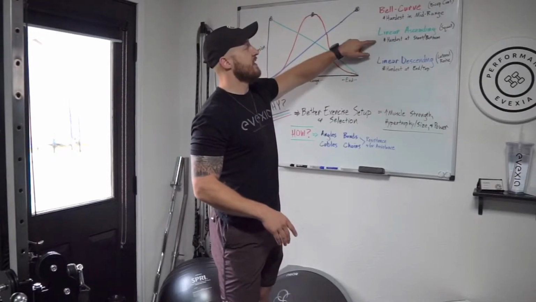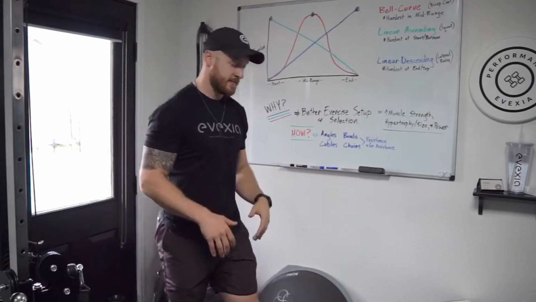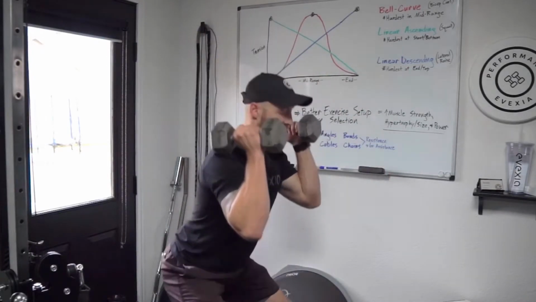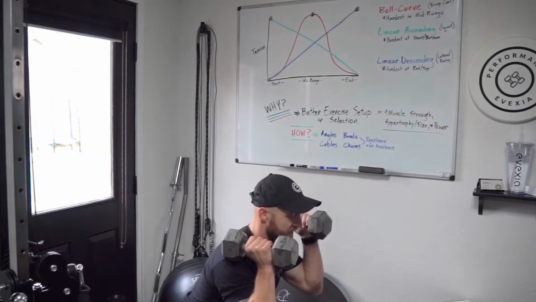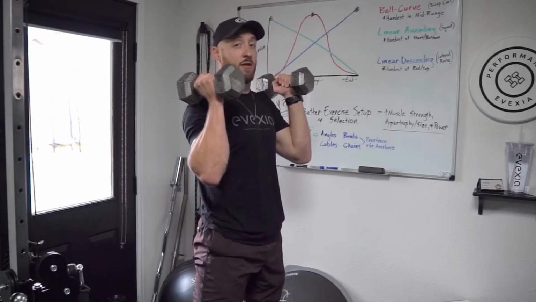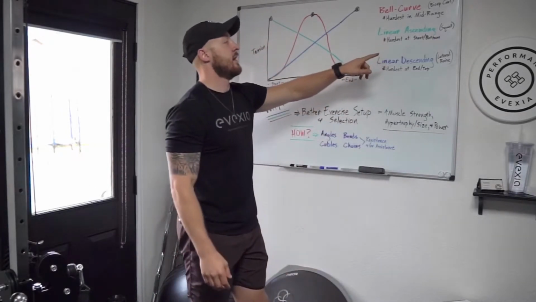With a linear ascending curve, this is an example of an exercise like a squat or a bench press. When I'm at the bottom range of motion, so down at the bottom of this squat, this is where I'm getting the most tension on the muscle groups I'm training, and it is also where the exercise is the hardest. So that's an example of an ascending strength curve.